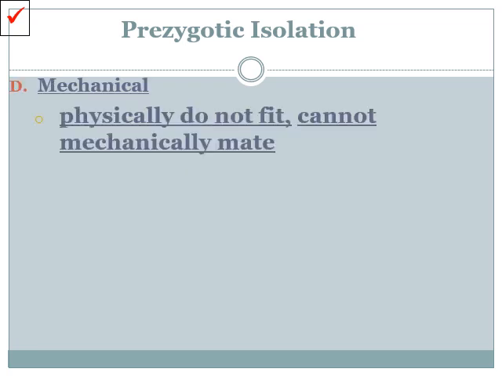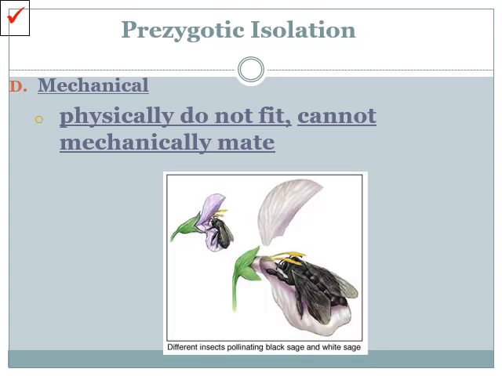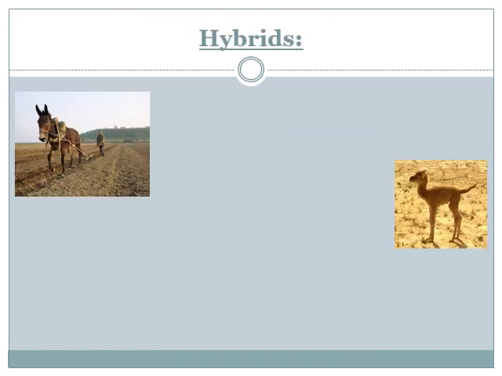Finally, mechanical. Physically, it just doesn't work. They cannot mechanically mate. Square peg, round hole. Sorry, bee, that is a flower. Not a bee. You cannot reproduce with that.